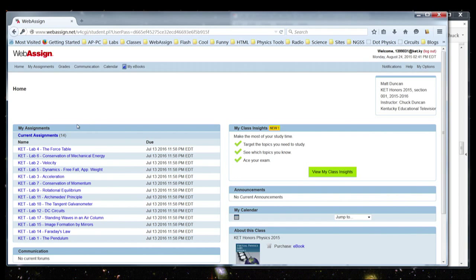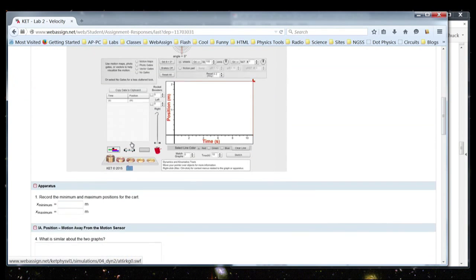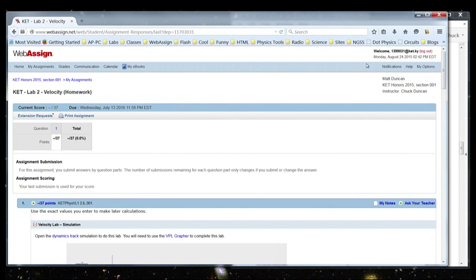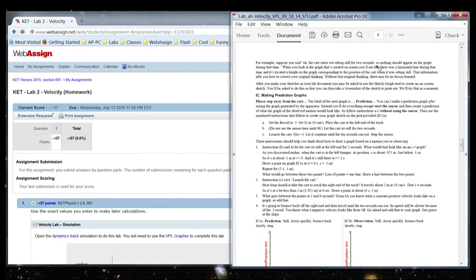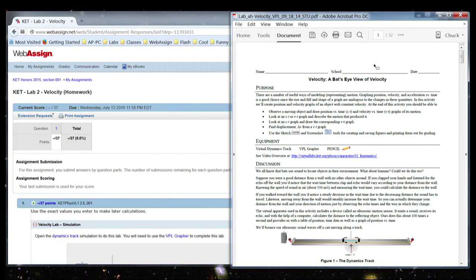Okay, the lab we're looking at here is the velocity lab, and so I'm going to click on that right there. And that's pretty exciting. I have all this stuff right here. But what you should also have in your hands is this version of the lab, and that is the print copy, the PDF version of it. And this is what you're going to use as instructions to guide you through what's going on over here.